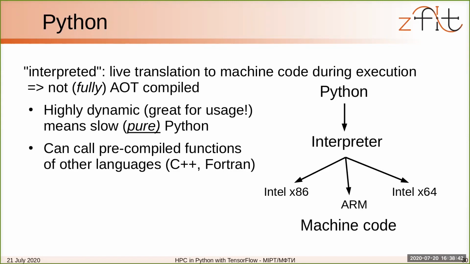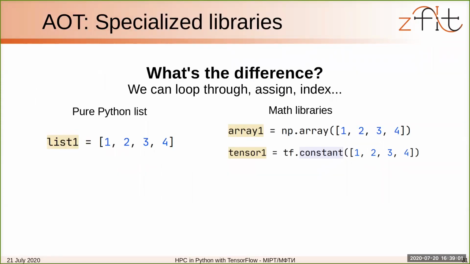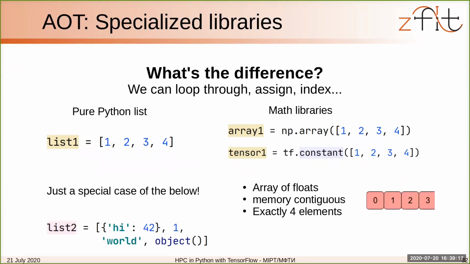But it also means that it's quite slow because it can't make any optimizations, because it doesn't do any kind of specialized representation. What we can do though is to make use of precompiled functions in other languages, which have specialized implementations for certain things. If you look at the specialized libraries, for example, for math, there is a NumPy array, and what we have on the left is a pure Python list. And we can ask ourselves, what's the difference between the left and the right? The answer here is that the list is just a special case of something way more general. A list can handle arbitrary objects. It can have dictionaries, it can have strings in there, it can have anything.